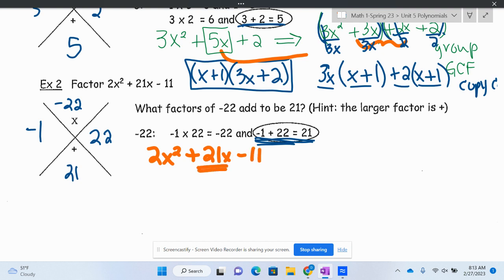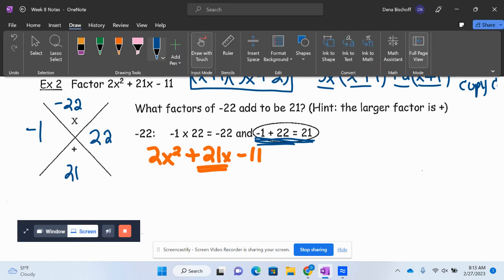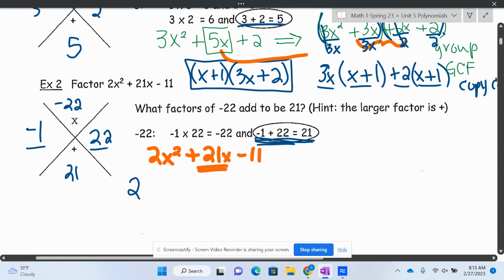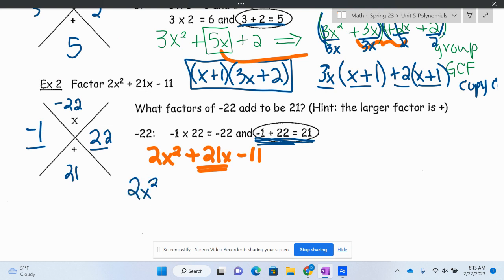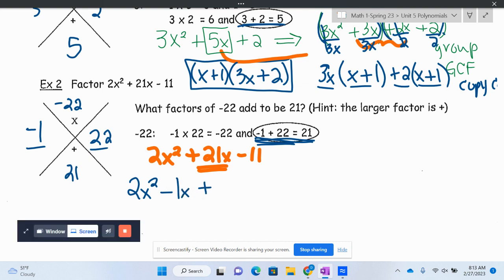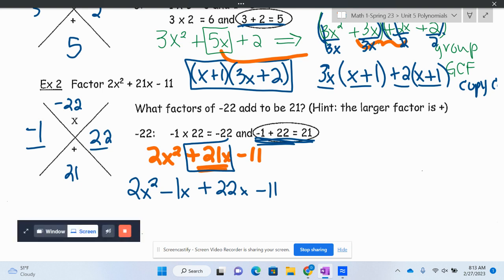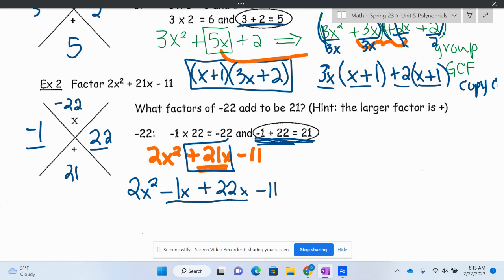And I'm going to replace the middle term with what? I'm replacing it with those two factors. So I'm going to rewrite it as 2x squared minus 1x plus 22x minus 11. So I just replaced the positive 21x with negative 1x and positive 22x. If I were to combine like terms, what is negative 1x plus 22x?